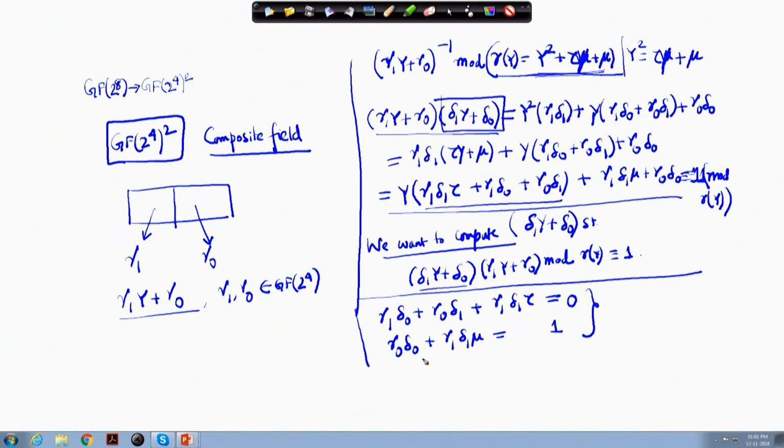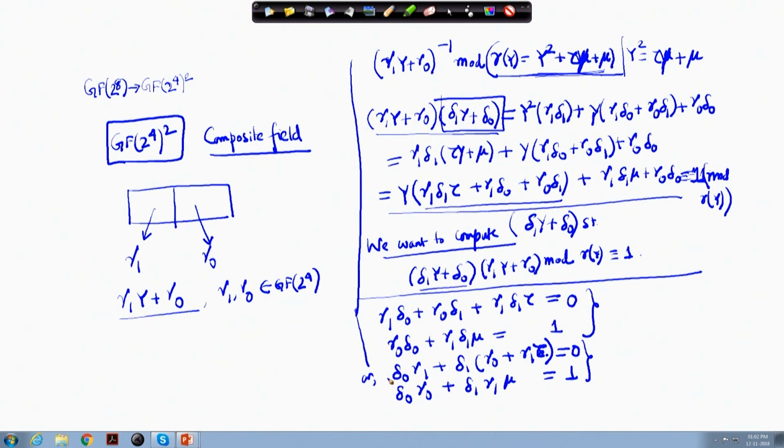I can rewrite this as delta 0 gamma 1 plus delta 1 taken common, giving gamma 0 plus gamma 1 tau, and this is equal to 0. The other part is delta 0 gamma 0 plus delta 1 gamma 1 mu, and this is equal to 1. Now I have two equations and two variables to solve, delta 0 and delta 1.